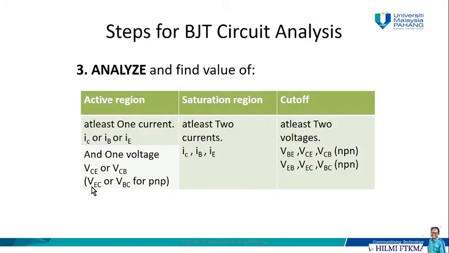For PNP, we need to find voltage either VEC or VBC. For saturation region, we need to analyze and calculate at least two currents, either IC, IB or IE. We find two out of these three currents. For cut-off region, we need to find at least two voltages, either VBE, VCE or VCB for NPN, and for PNP, this is PNP.